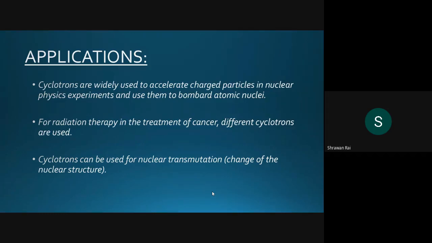Applications of cyclotrons. Cyclotrons are widely used in nuclear labs or physics lab experiments to accelerate charged particles, and are also used to bombard atomic nuclei. It is also used in the treatment of cancer. Cyclotrons are also used for nuclear transmutation, that is, the change of nuclear structure.